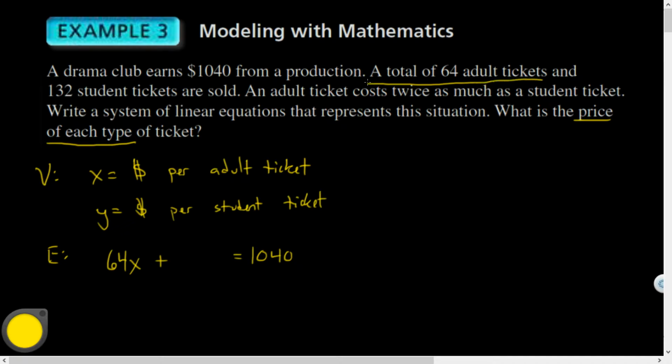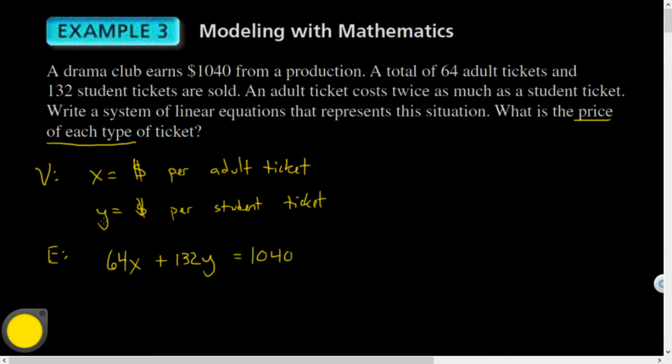Well, I'm still working with this first fact. So they sold 132 student tickets. And if I multiply the number of student tickets sold by the price per student ticket, that term will represent the entire amount of money that came in from those student tickets sold. All right, so there's one equation.